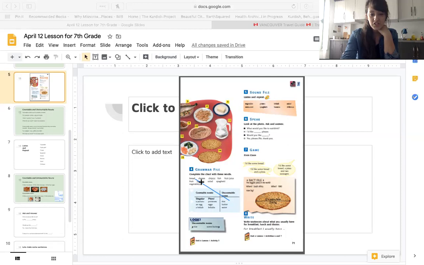What about cheese? Is cheese countable? Again, cheese is uncountable. We say, I want cheese. We say, I want some cheese, not I want 2 cheeses. What about chips? Chips are countable, so they go here. We can say, I want 2 chips, 5 chips. What about fish? Are fish countable or uncountable? Fish are countable. We say, I want 2 fish, or I want 3 fish.